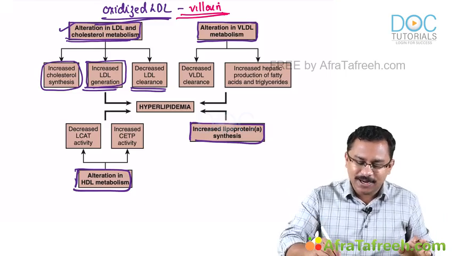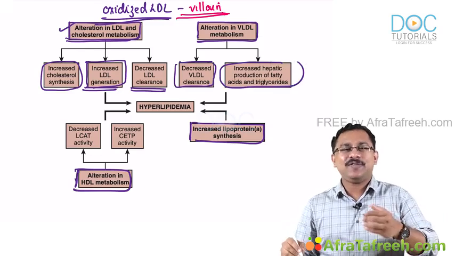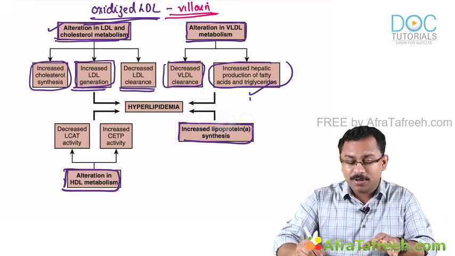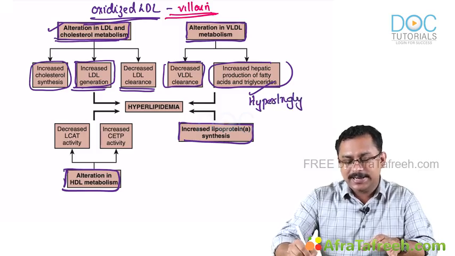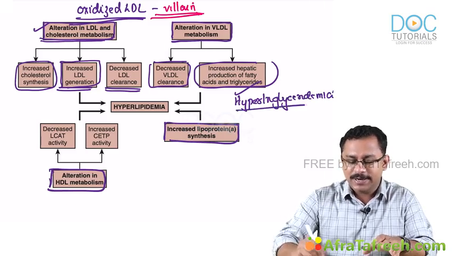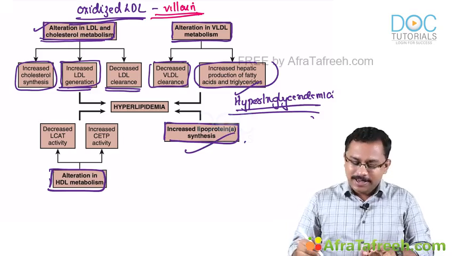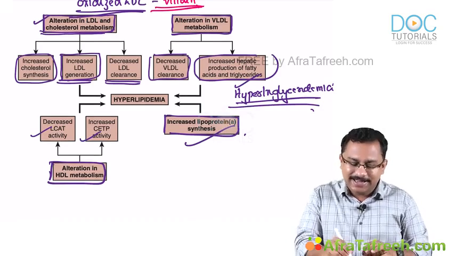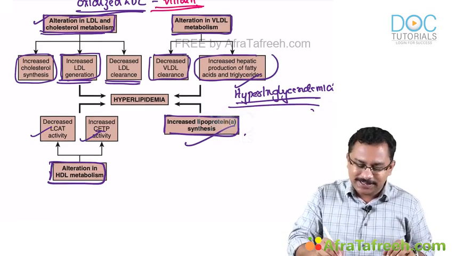And subsequently for VLDL also, the clearance is less. There is hepatic production of fatty acids and triglycerides. Please remember, it is very important to understand that there is hypertriglyceridemia in case of nephrotic syndrome, high values of triglycerides, increased lipoprotein synthesis, and there will be decreased LCAT activity and increased CETP activity. I am sure you would have learned this in biochemistry.